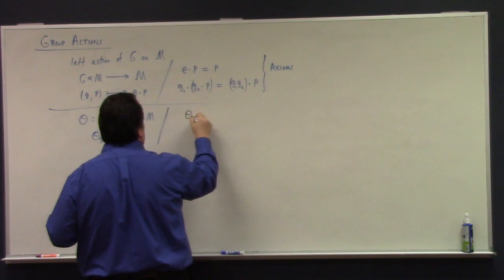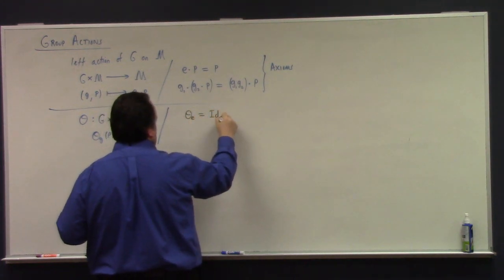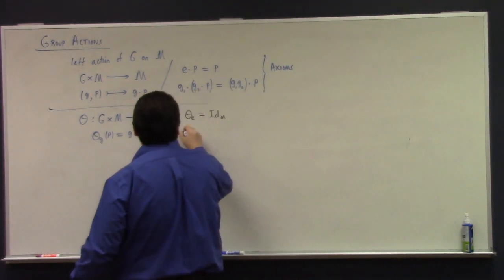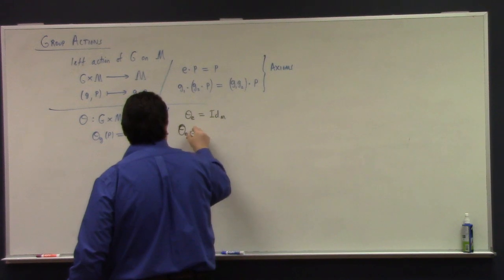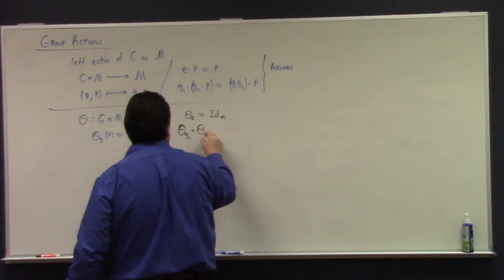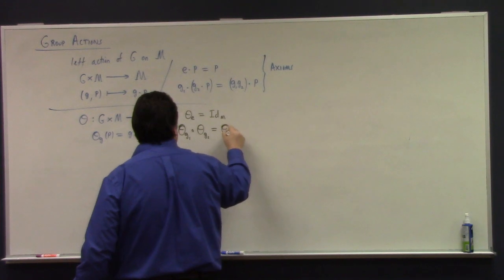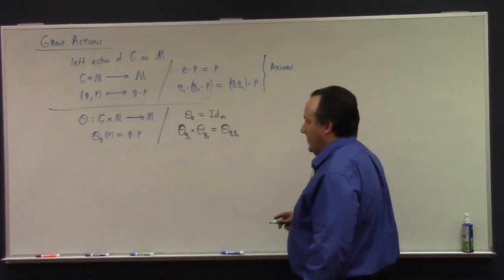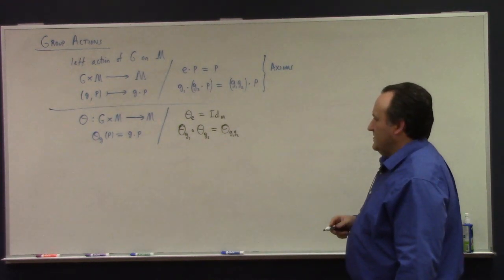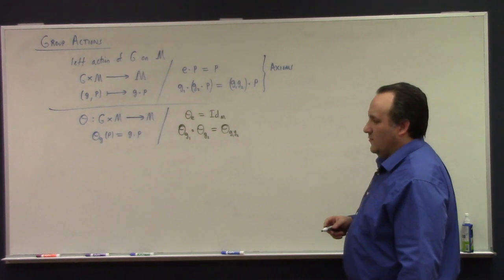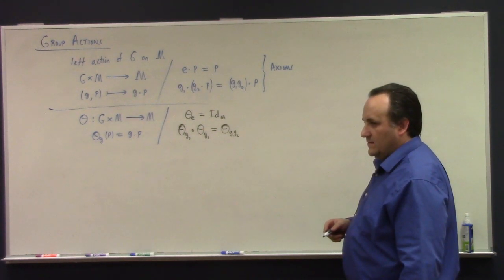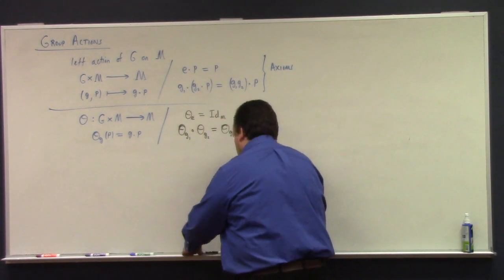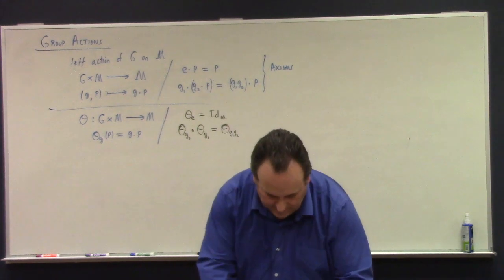Theta_e is equal to the identity on M, which is what you just said, right? And theta_g1 composed with theta_g2 is just equal to theta_(g1 g2), right? This looks a lot like the homomorphism property, you know? But anyway, let me behave. So, moving on here.